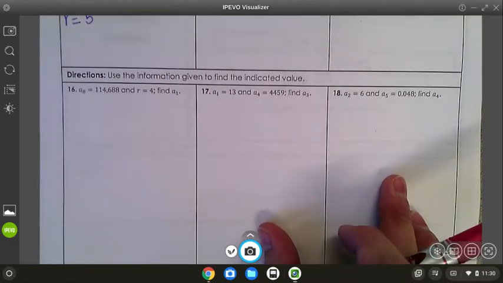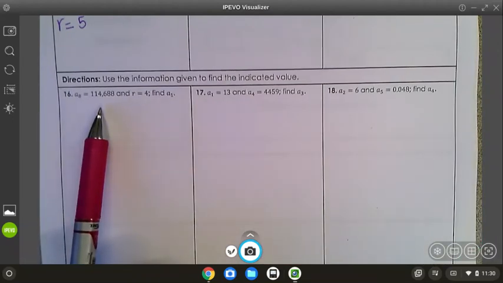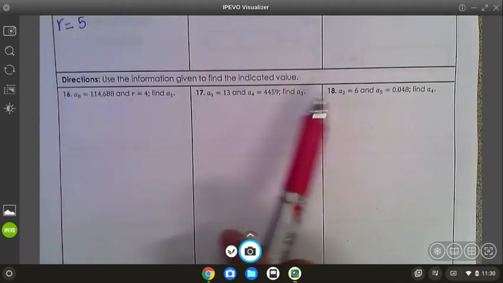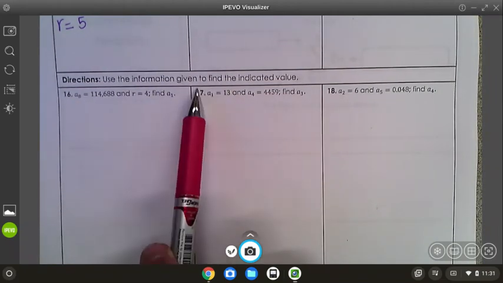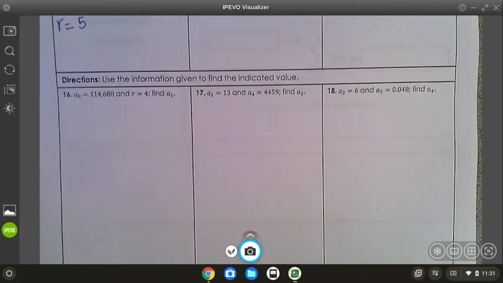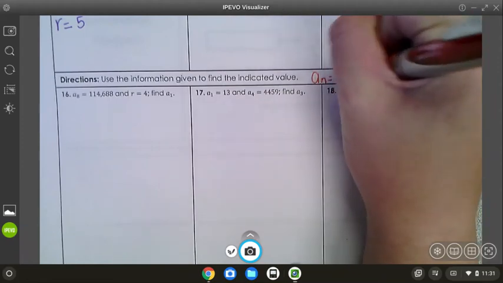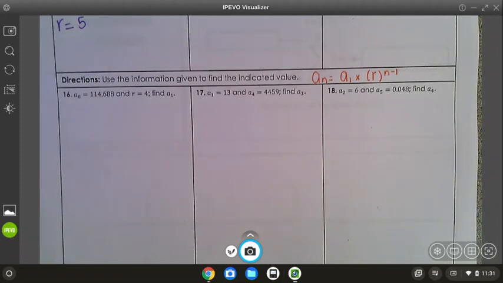All right. And then the last ones, it's giving us something to find, and these are not all the same. So like number 16, we're finding A1, 17, we're finding A3. So the process we take is just a little bit different for each one. So let's think back to our formula. Okay, that's kind of always our starting point.